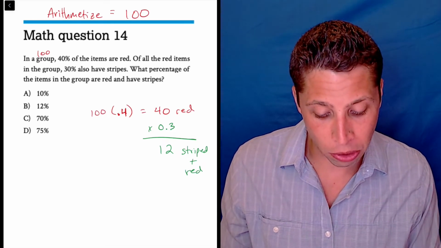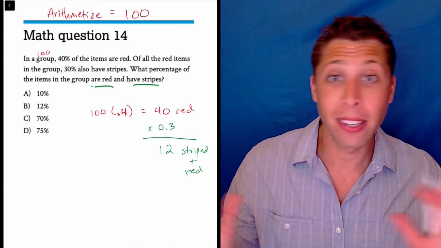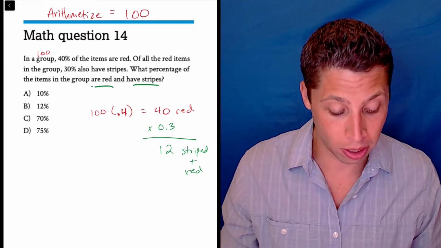And what do they want? What percentage of the items in the group are red and have stripes? So that's exactly what we calculated. They could have flipped it, and they could have said, oh, which ones aren't red and don't have stripes or something weird. So we've got to read the question. But there you go, 12.